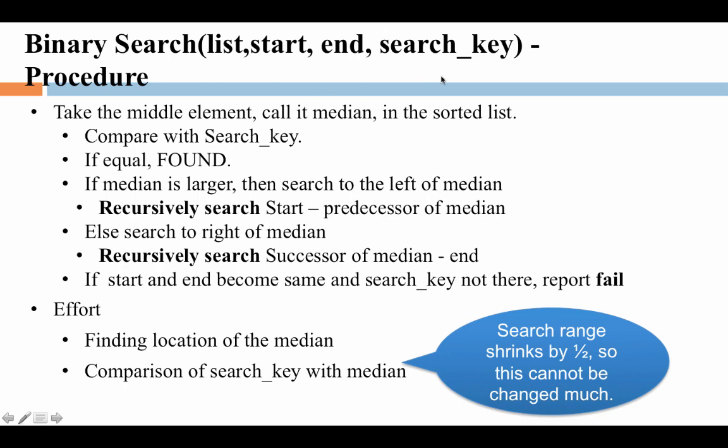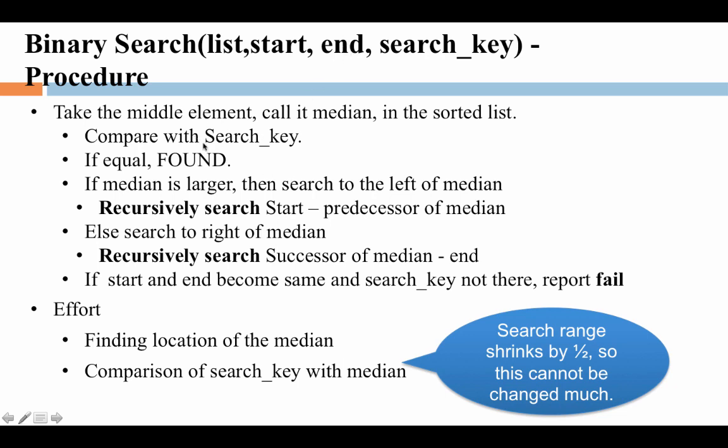Let us understand the arguments. The question here is, in the list, starting with the index start and ending with the index end, is the search key present between these two indices? This is the goal of the binary search function: to answer yes or no and return a pointer to the position where the key is present. I hope this is clear. So now what we do is we take the middle element. Let's call it the median in the sorted list between the indices start and end.